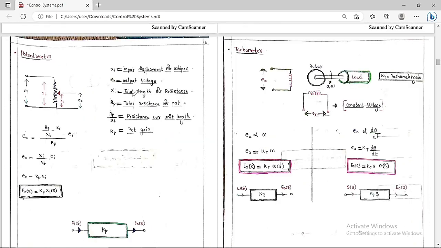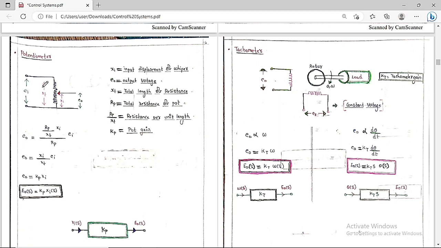Now we are going to discuss another concept, which is called the potentiometer. So this is the concept regarding the potentiometer. You can see clearly in this picture, this is the input and this is the output. The input voltage is Ei and the output voltage is E naught.